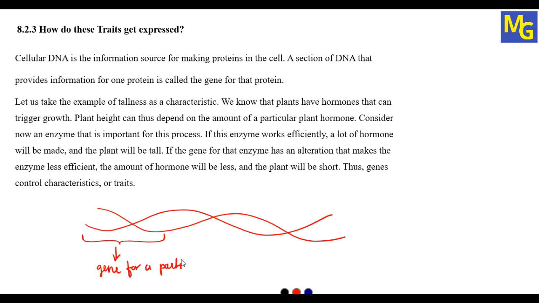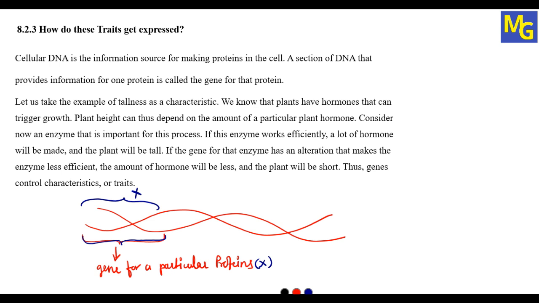In this DNA, we have bases, we have phosphate, we have sugar, etc. So imagine this is the section of DNA which is responsible for giving a particular protein. Then this section of DNA that provides the information for a particular protein is called the gene for that particular protein. So I can write it here like this. Imagine this is giving the protein called X, then this section is the gene for that particular protein, X. This is the meaning of this sentence.